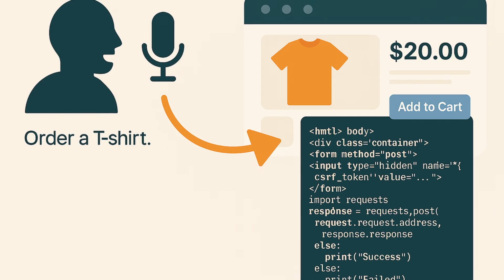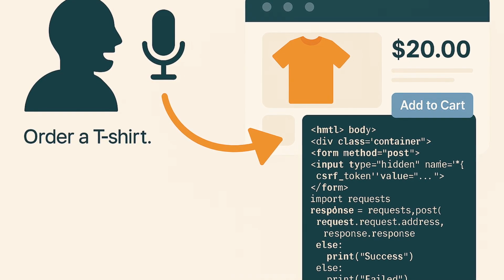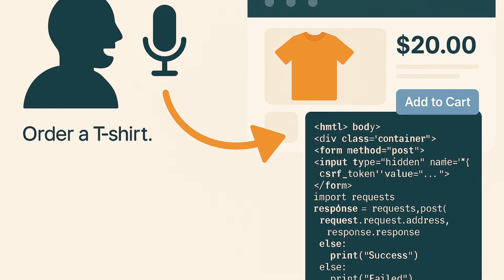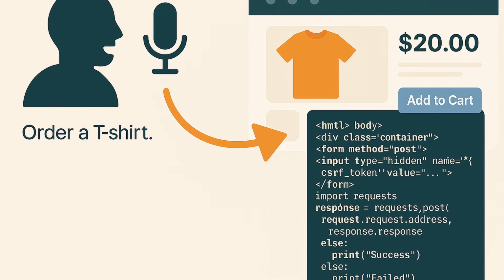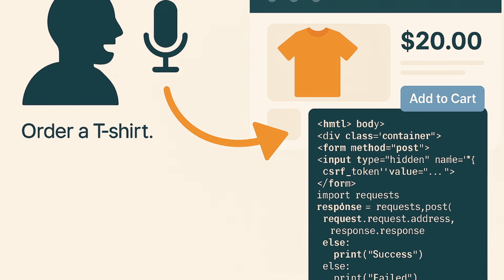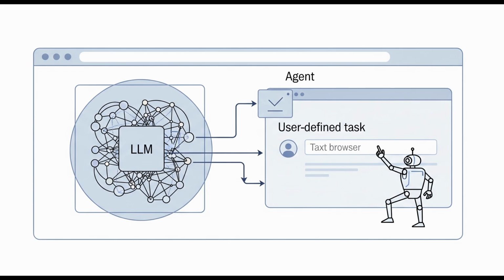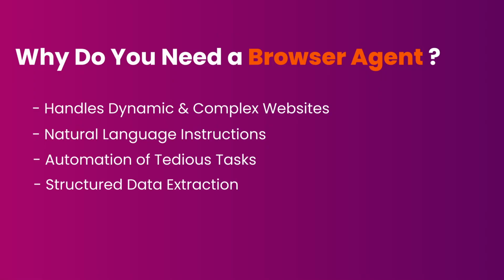Natural language instructions. Instead of writing complex code to target specific HTML elements, which might change, you can often just tell the agent what you want in plain text, like find the top MLOps courses. Automation of tedious tasks. Think about repetitive tasks like checking prices, monitoring specific information, gathering data for reports, or even summarizing articles from various sources. Browser agents can automate these workflows.